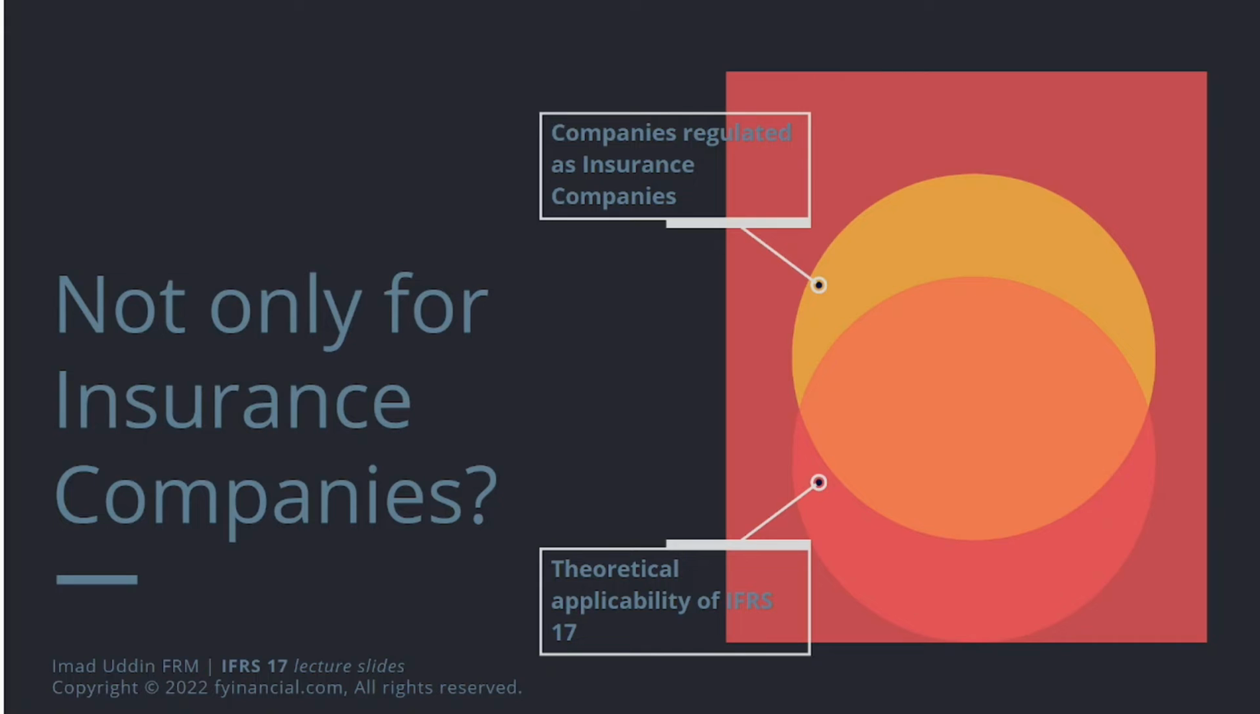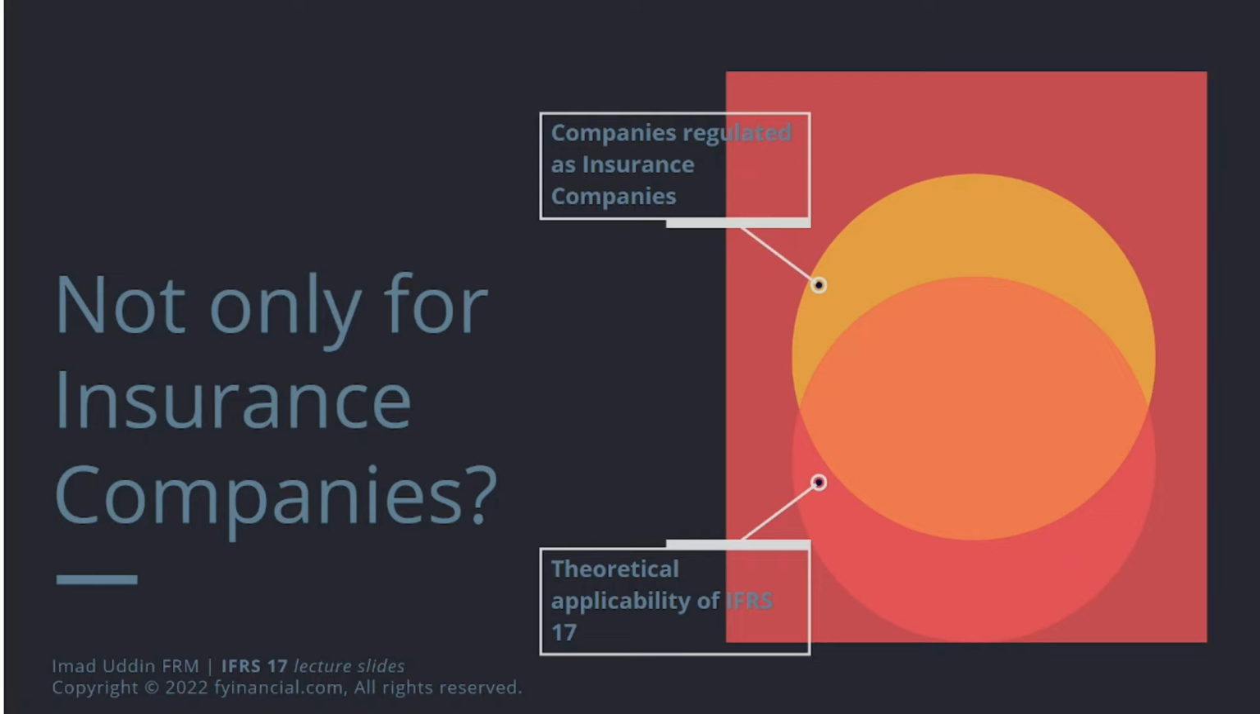Now, it's very important to make this distinction that IFRS 17 does not specify that it's specifically for insurance companies. The distinction made here is on the basis of the contracts. So IFRS 17 is applicable on insurance contracts, whether or not they're issued by insurance companies. So, for example, if a banking company issues an insurance contract, IFRS 17 will still apply.